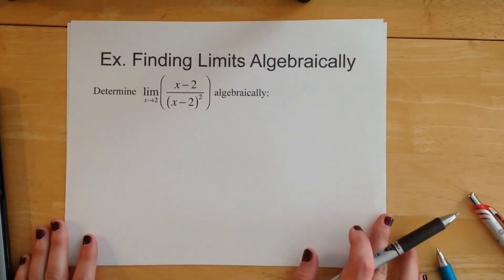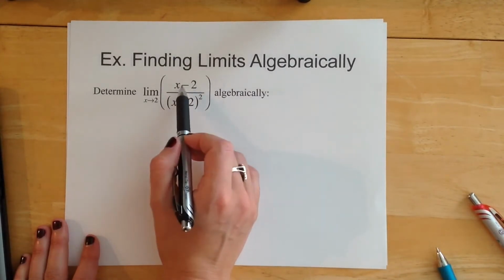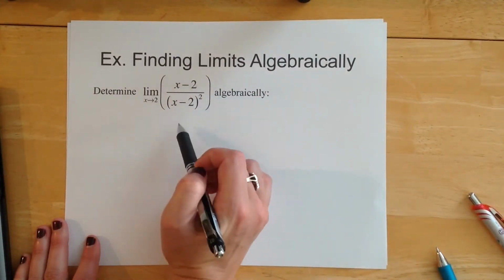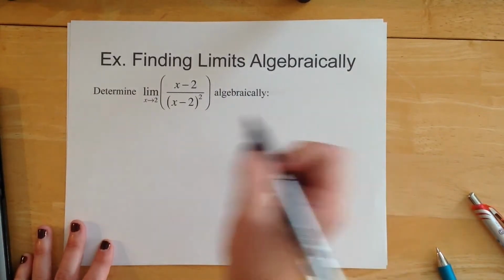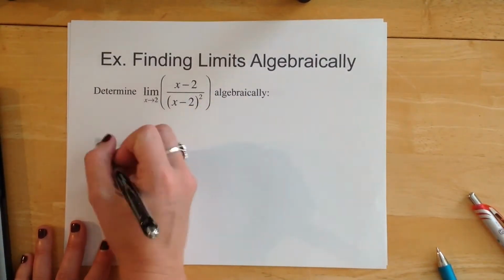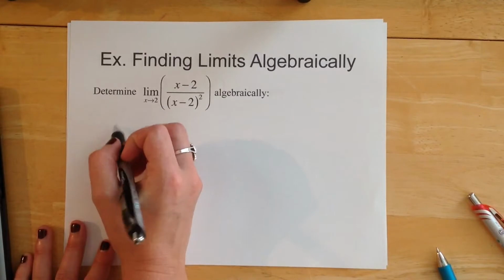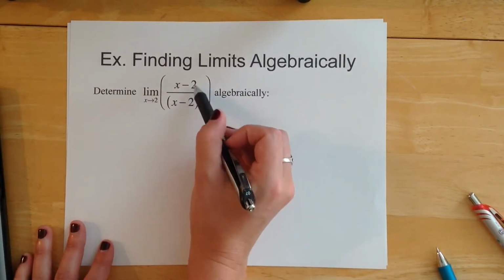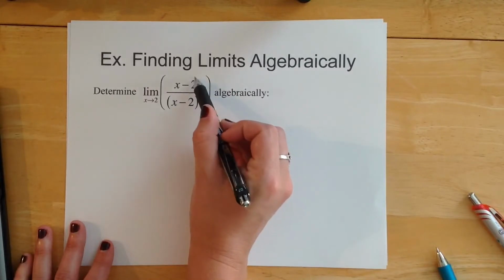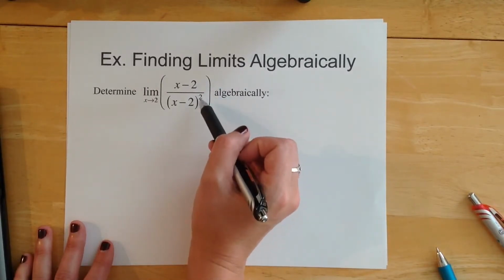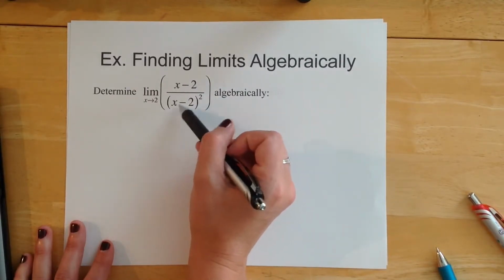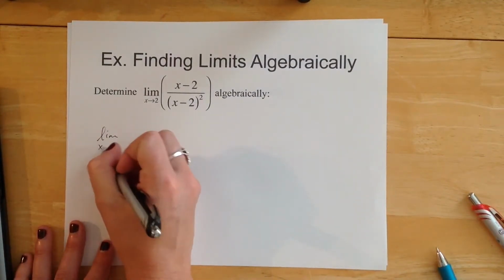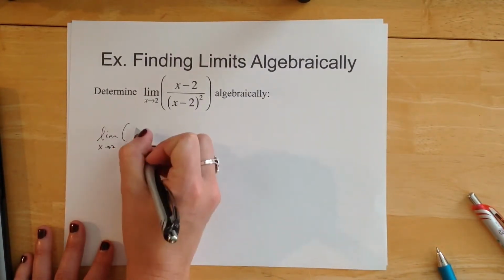Okay, so looking at this one, we can see if we were to substitute 2 in for x, we would get 0 over 0. So we have some algebra to do to try and simplify the function. We can see already this is in factored form, so we can cancel the numerator, x minus 2, with one of our x minus 2 factors. So we'll have the limit as x approaches 2.